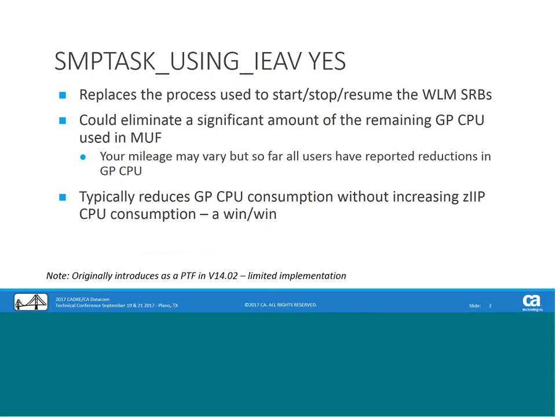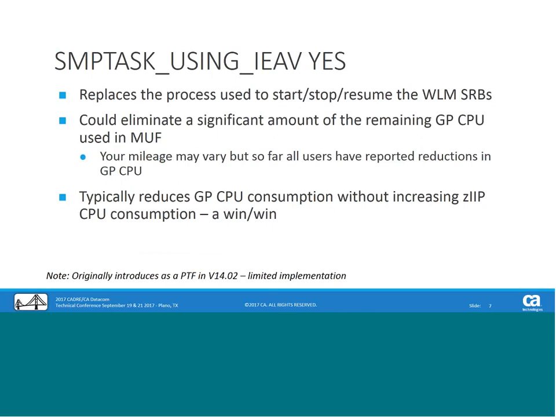So what do we do with this using IEAV support? Basically, it replaces the process that was used to start and stop and resume the workload managed SRBs, the SRBs that are zip dispatchable. And at some sites, we've seen about a 20% to 40% GP CPU reduction when they turn this on. It just goes away. Now, the common caveat here is your mileage may vary. I did a test system just last week with a very small site that was doing a benchmark, and they only saw about a 5 to 8% CPU reduction.